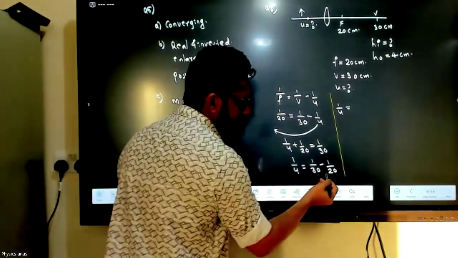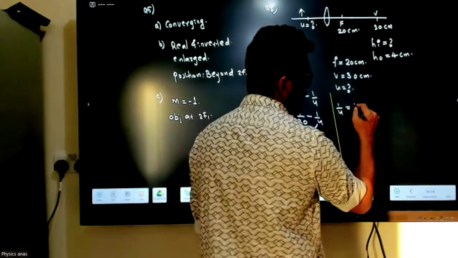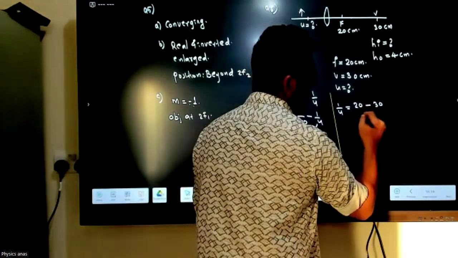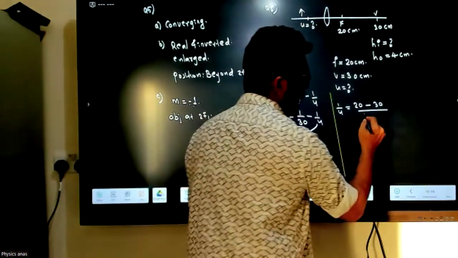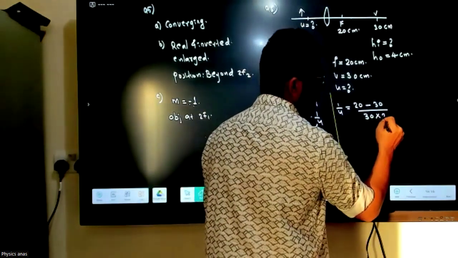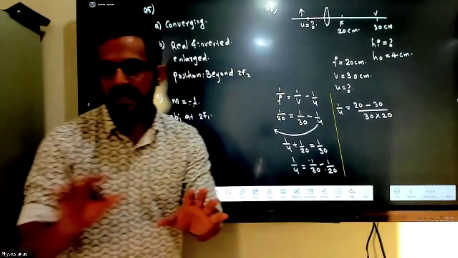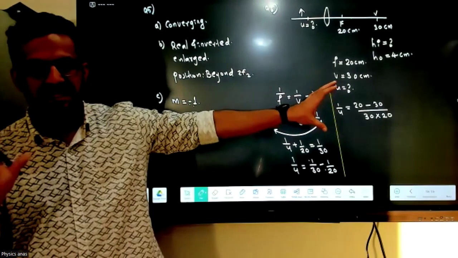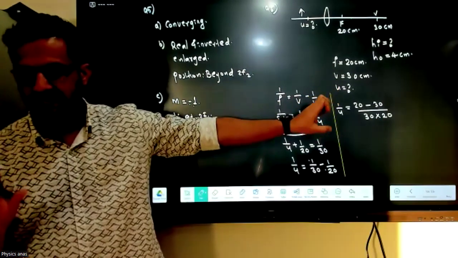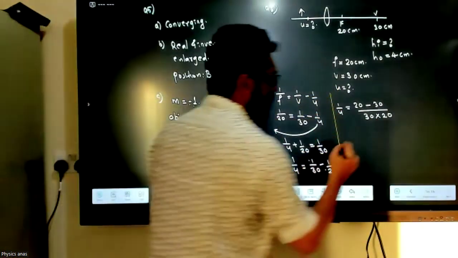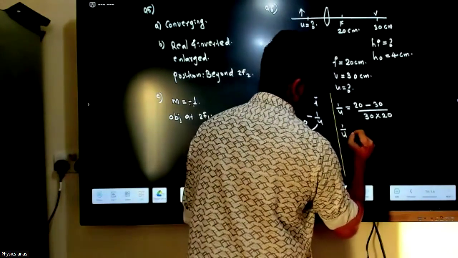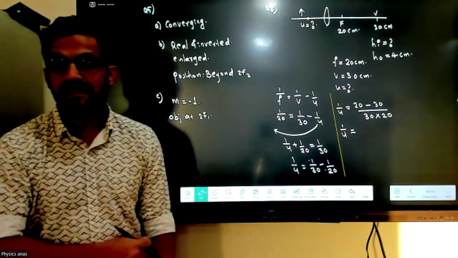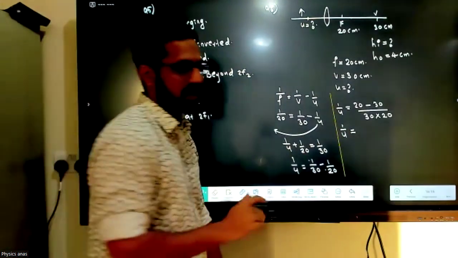If you are cross multiplying it, 20 into 1 is 20, minus 30 into 1 is 30, divided by 30 into 20. You can write it like that. Don't multiply it now, you may get a chance to cut it with another term. So 1 by u is equal to 20 minus 30 over 30 into 20.